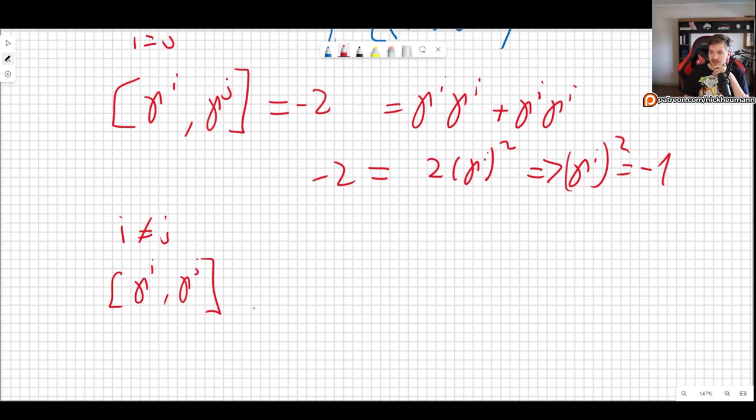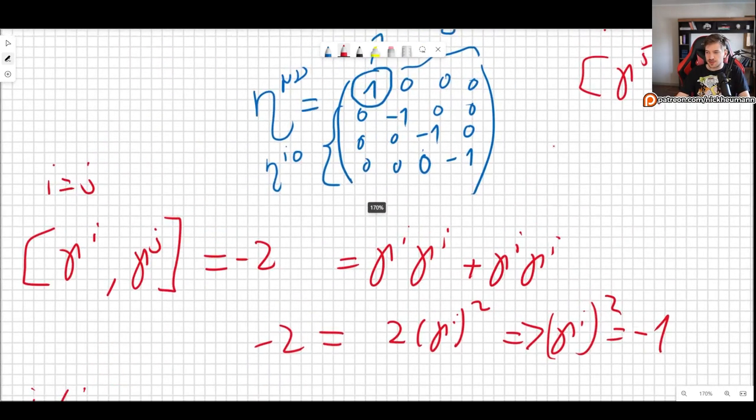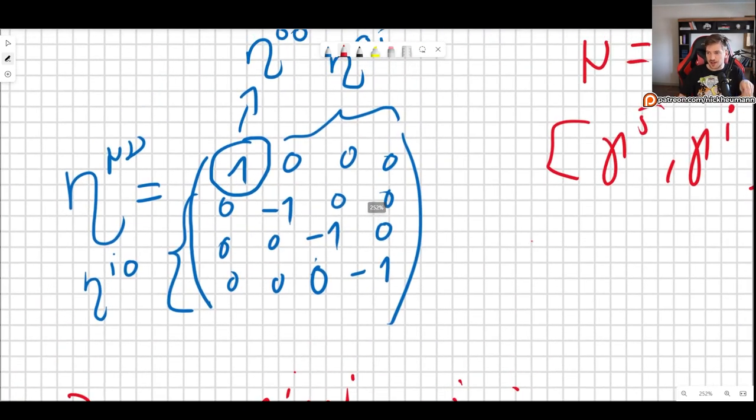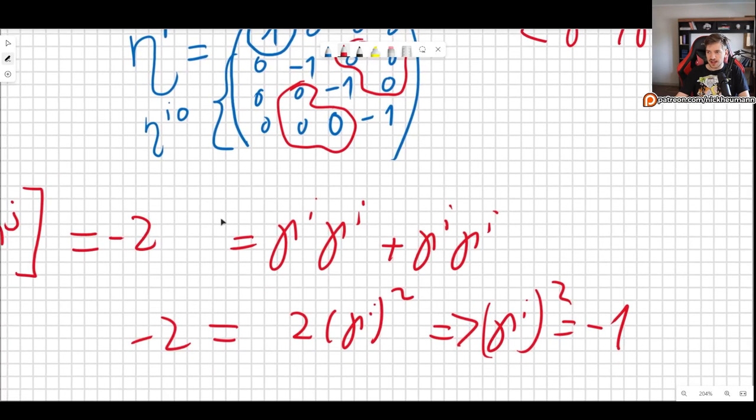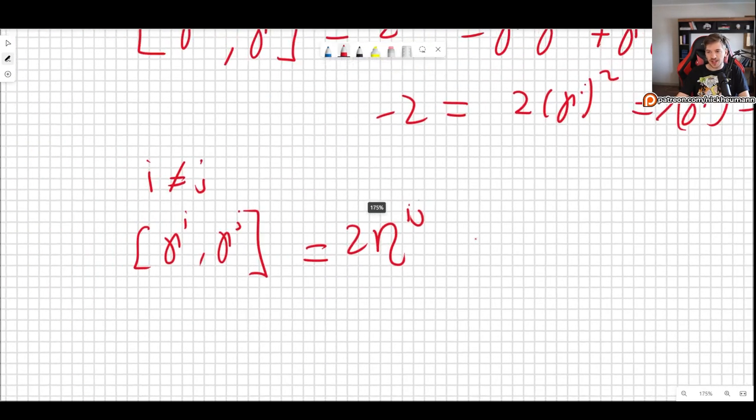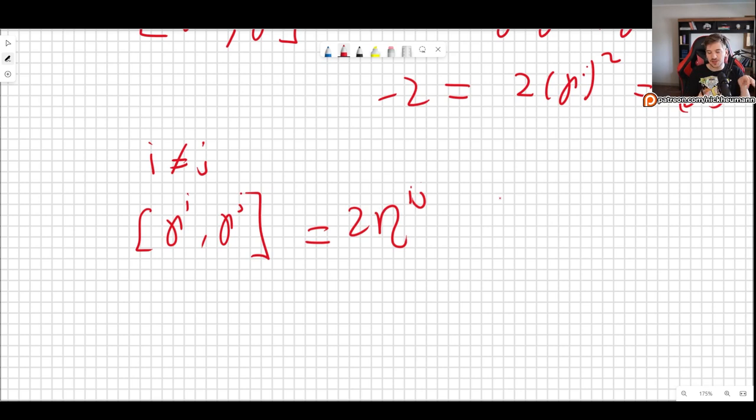In the case where they are different, this will be 2 times eta I j, but this time I and j are different, so now we are not on the diagonal. Now we are either here or here, depending on what exactly the numbers are. Those are our possibilities, but they are all zero, so we don't really care. That's why we do these separations, because they are different cases. We always have to separate into all the different cases. So this will be 2 times 0, well, 0.